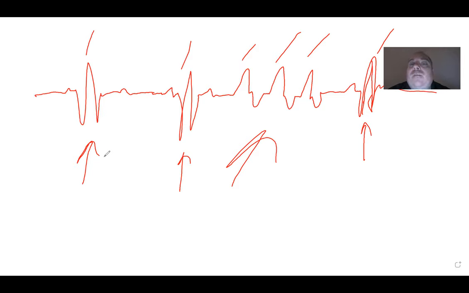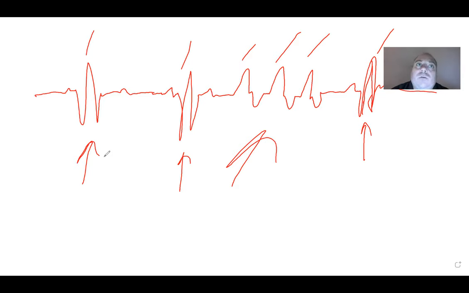So why do we care about three PVCs in a row or more? Because it's not just three, guys, it's three or more. So it could be 3, 4, 5, 10, 20, right? But if it goes back to a normal rhythm after having a bunch of PVCs in a row, three or more, we would say that that person went into a run of VTAC.